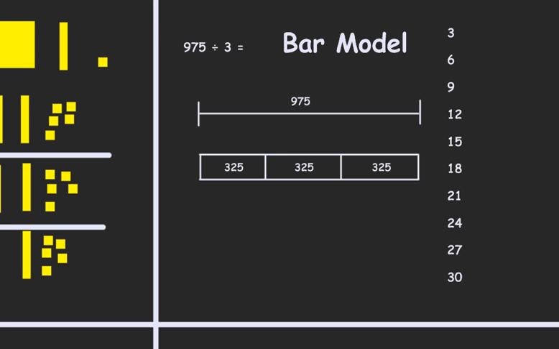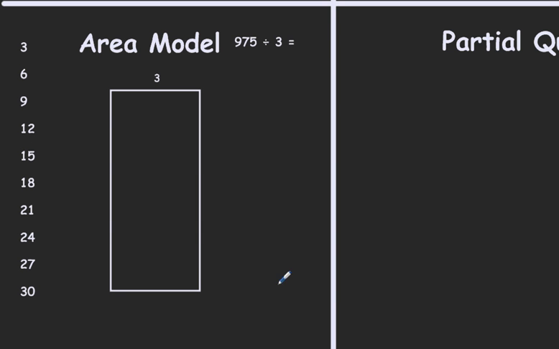So let's go ahead and go on to our next section. Okay, so for this one, this is the area model. Now this is a pretty interesting one. With this one, our divisor goes on top. Our dividend, we are going to spread out over the middle of this one.